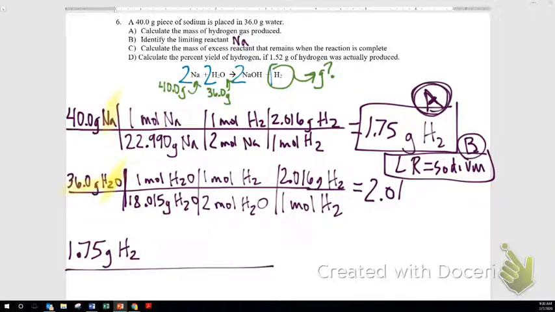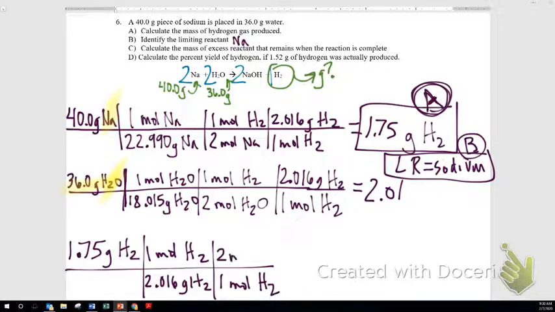So I'm starting from my answer, working backwards, canceling out those grams of hydrogen, turning it into moles so that we can use our mole ratio. And this had 1 mole of hydrogen to 2 moles of water. I'm going to water because that was my excess reactant, but I need grams of excess to compare to the grams that I started with. So I'm going to finish out by using the molar mass of water.